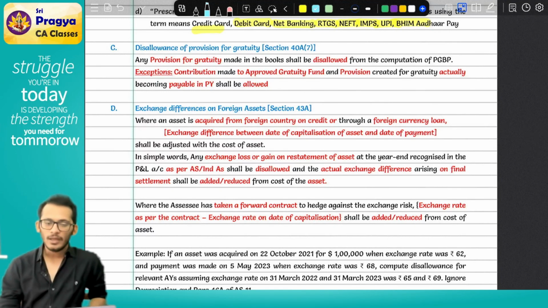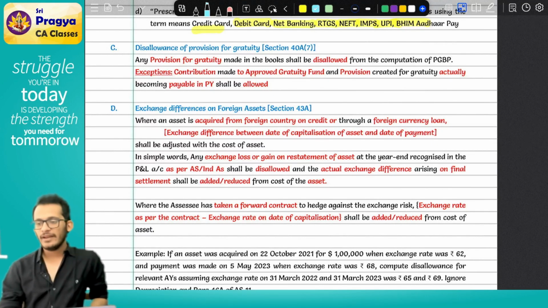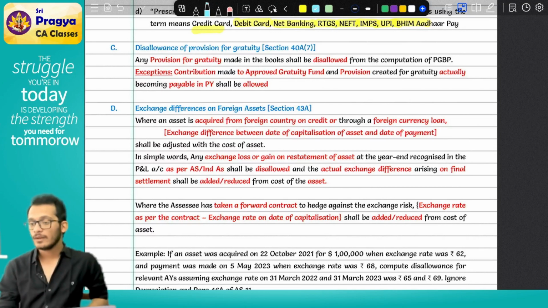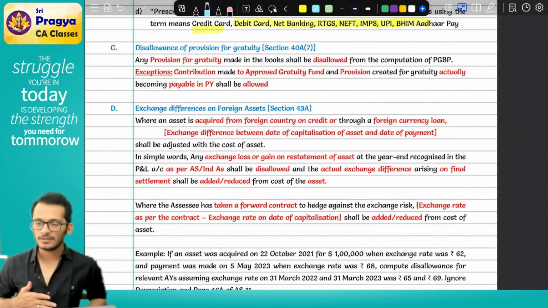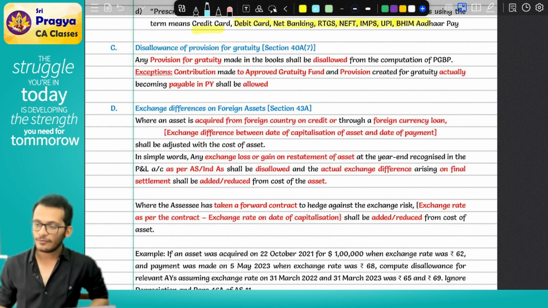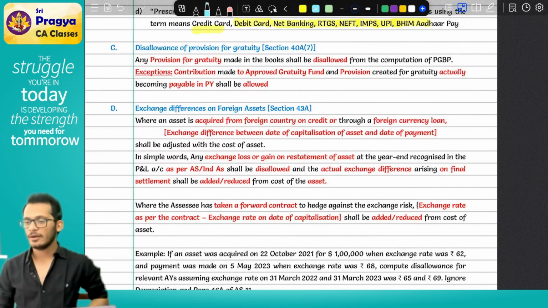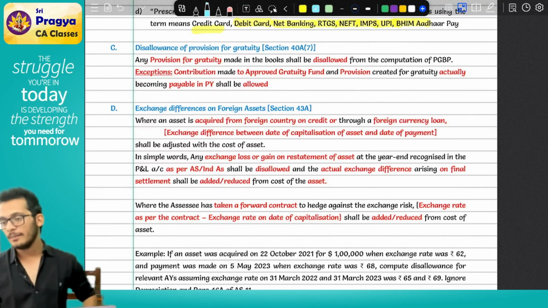So they said, Rahul, if you create a provision for gratuity, I will not allow the expense. Rather, whenever you pay the gratuity, you can claim the expense, subject to one exception. I said, sir, I am actually not just creating a provision. I have actually created a fund called gratuity fund. In that fund, I am making the payment, sir.